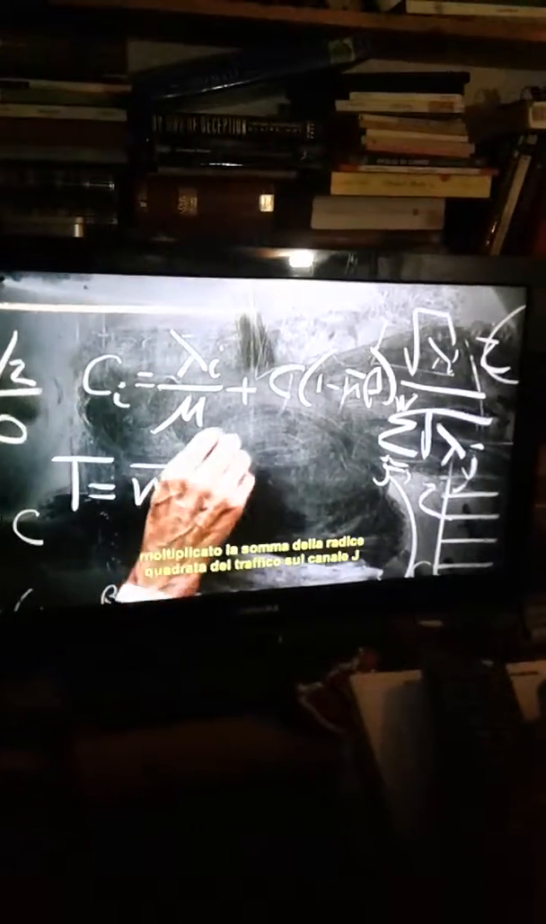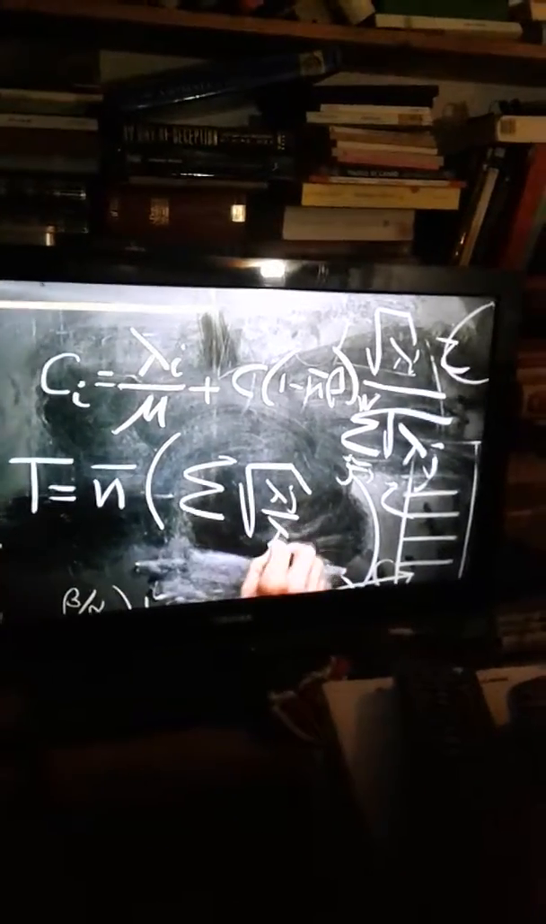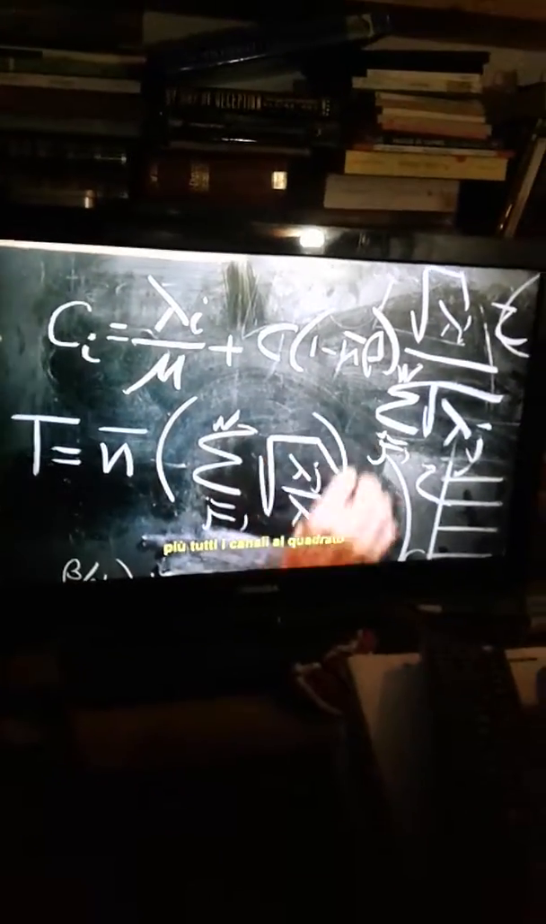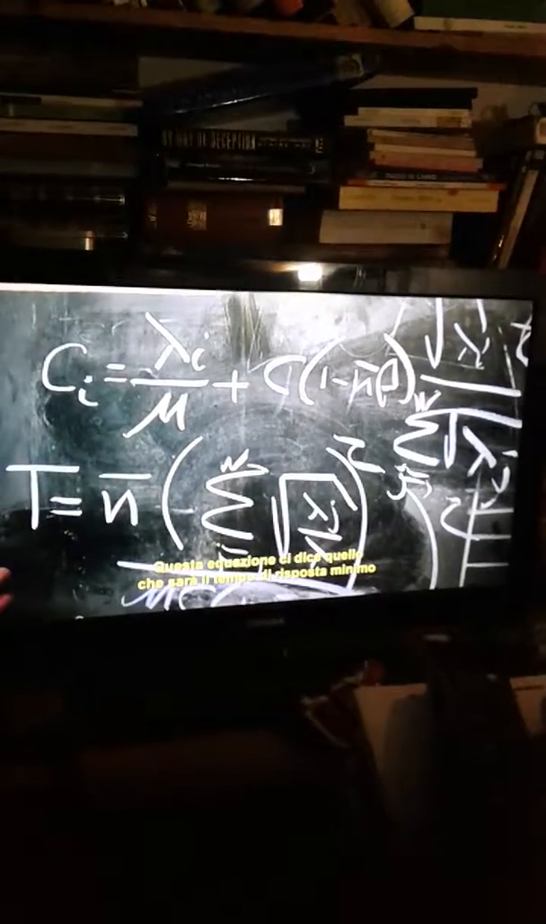The mean response time now will look like this. It will be equal to the average path length times the summation of the square root of the traffic on the J channel over the sum of all traffics, summed over all channels, squared, over UC times 1 minus n bar rho. Whatever that equation means, it tells you what the minimum response time will be for a network once it's optimized.